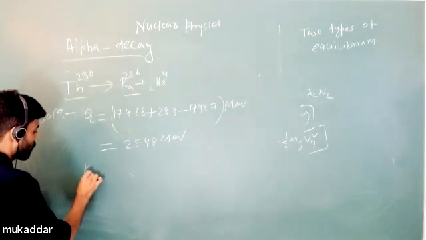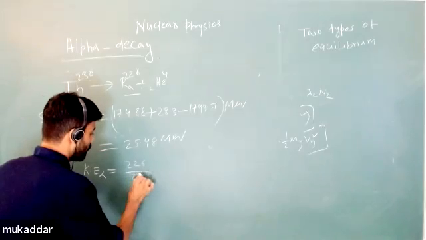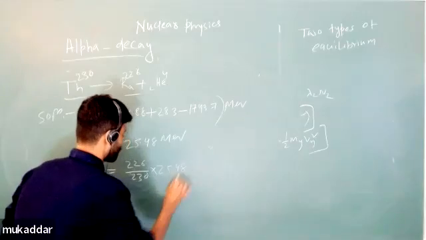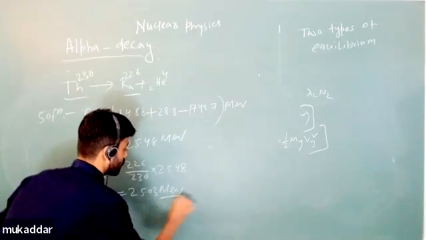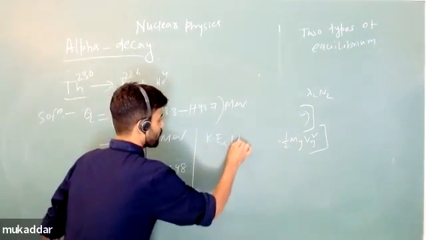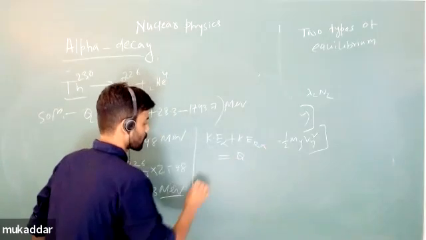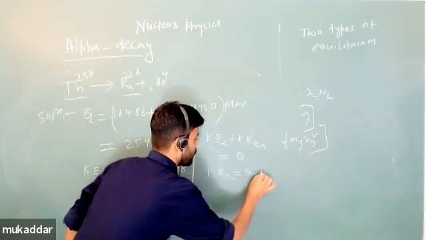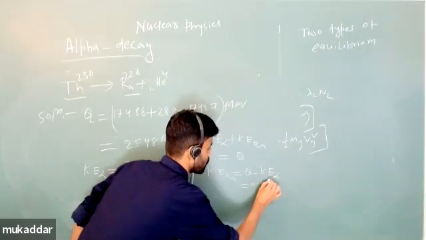Now we can calculate kinetic energy of alpha particle. That will be 226 divided by 230 into Q alpha. Q alpha is 25.48. So this will give you 25.03 mega electron volt. Okay, and you know kinetic energy of alpha particle plus kinetic energy of radium should be equal to Q value. So kinetic energy of radium will be how much? Q minus kinetic energy of alpha particle. So it will be around 0.44 MeV.